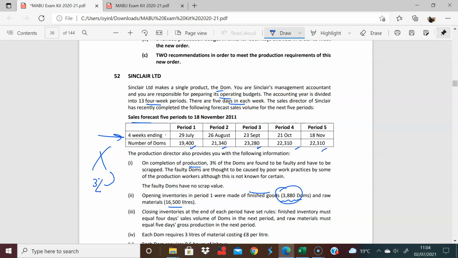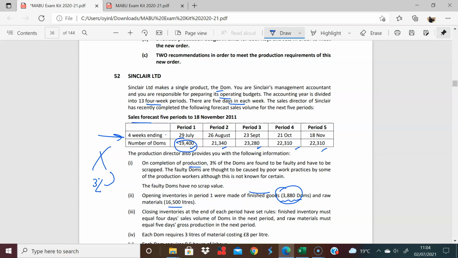I want to sell 19,400. So I need to make sure I produce enough to compensate for this 3% loss and get them pushed out to get to 19,400. But I also need to think about the fact that I'm not just producing to sell, but I also need to produce to make sure I have some ready for the next period.